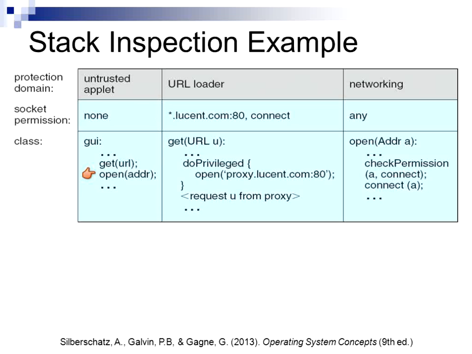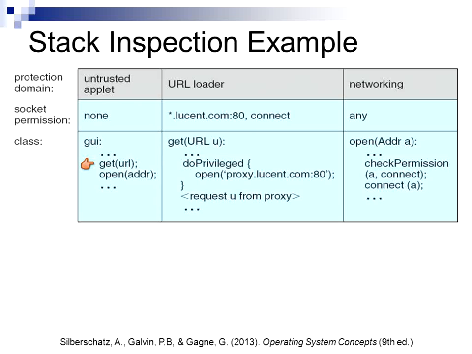that socket. Now look what happens here, though, when the applet then tries to do an open on its own. Instead of going through the URL loader, which has the permissions, it calls the open directly. Now it says, check to see whether anything in the stack has permission. We went directly from the untrusted applet to the networking code. There's nothing here that has permission to that socket. So here, this request would fail.